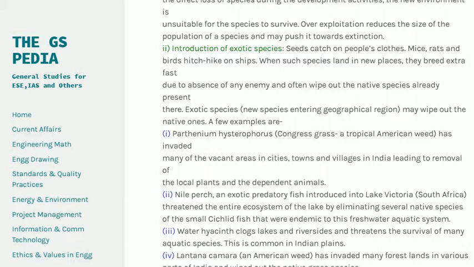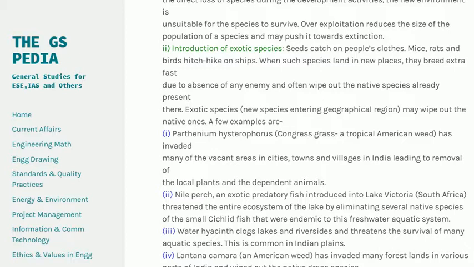A few examples are: 1. Parthenium hysterophorus, congress grass, a tropical American weed, has invaded many of the vacant areas in cities, towns and villages in India, leading to removal of the local plants and the dependent animals. 2. Nile perch, an exotic predatory fish introduced into Lake Victoria, East Africa, threatened the entire ecosystem of the lake by eliminating several native species of the small cichlid fish that were endemic to this freshwater aquatic system.